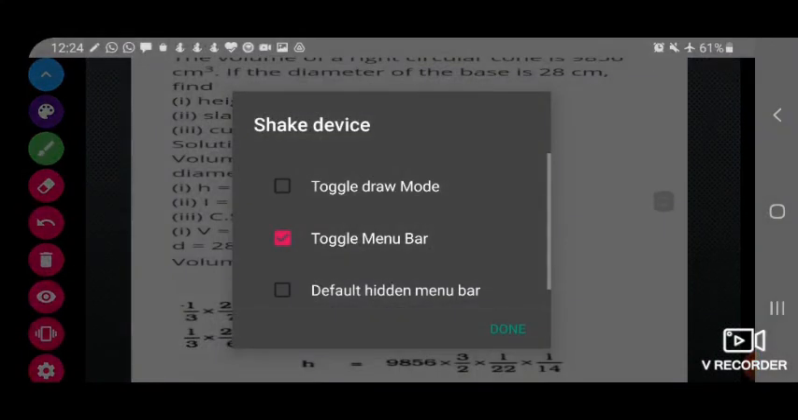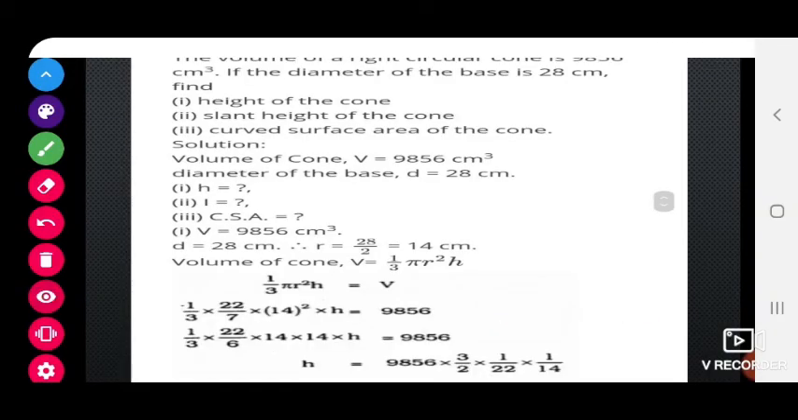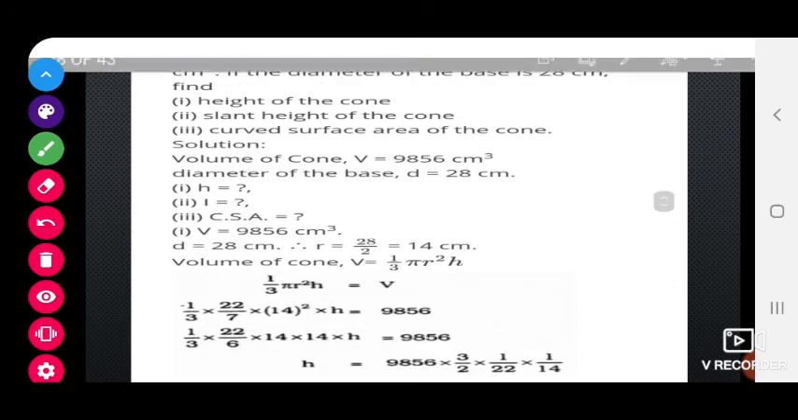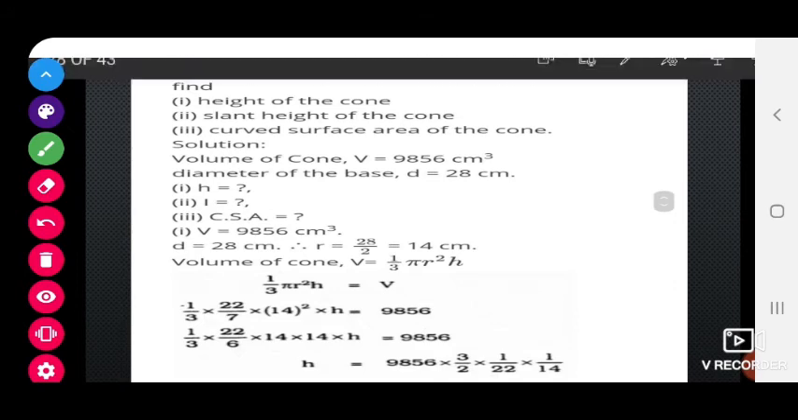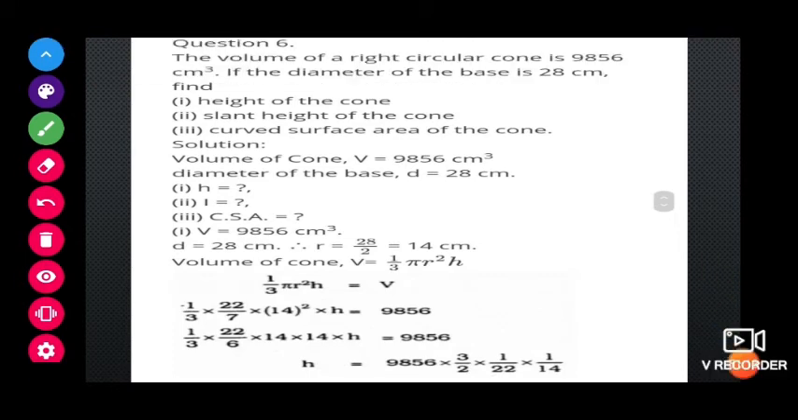Next, question number 6. The volume of a right circular cone is 9856 centimeter cube. If the diameter of the base is 28 centimeter, find the height of the cone, slant height of the cone and curved surface area of the cone.